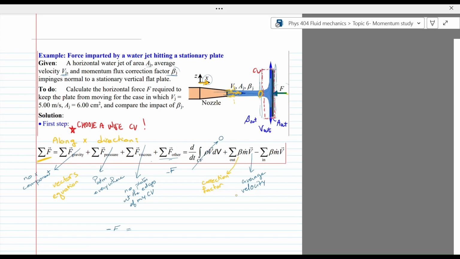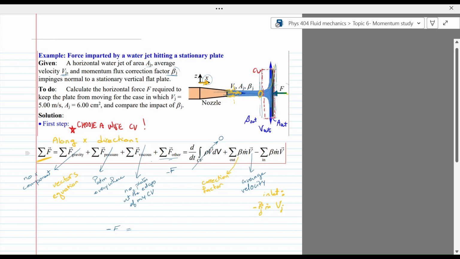So I can write for my inlet that I have, it's just one inlet, so I can just take the sum away and just keep beta m dot and v. Now I'm projecting along the horizontal direction, and I have vj here along the horizontal direction and beta j. So this is across my inlet. I still have my minus sign. Let's look at our outlets.